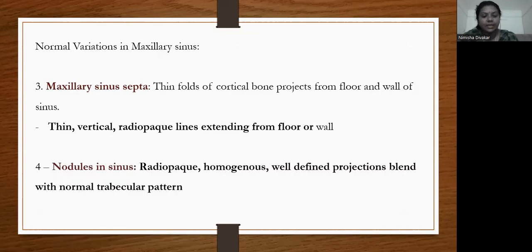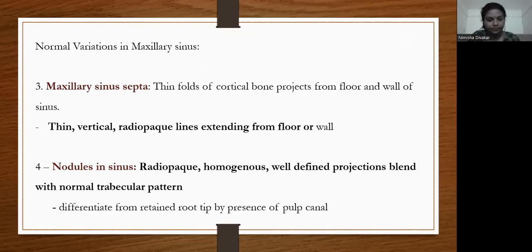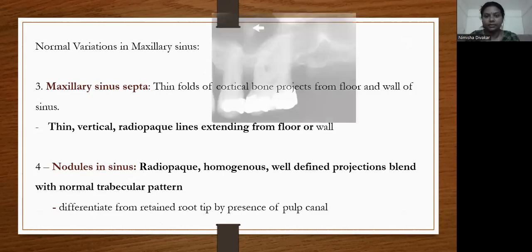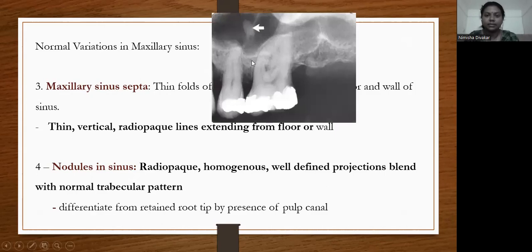Third one is nodule sinus. They are radiopaque, homogeneous, well-defined projections which blend with the normal trabecula. Sometimes we misinterpret this as root stems inside the maxillary sinus, but we can differentiate it from the density of pulp. In a root stem, there will be a pulp chamber inside. In nodules, it is a normal trabecular pattern. So this can be differentiated from the retained root by the presence of pulp canal. You can see the white arrow denotes the nodule in the maxillary sinus.